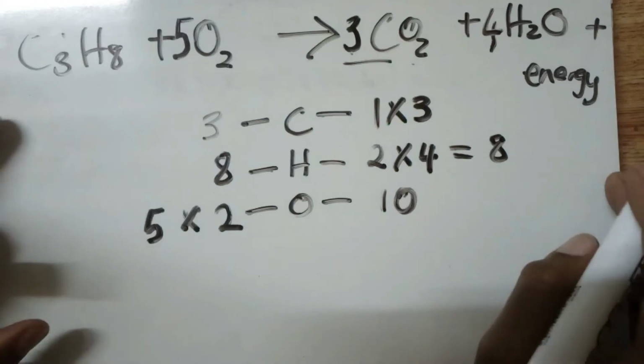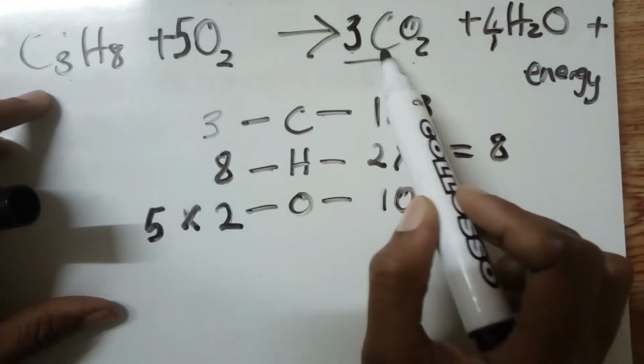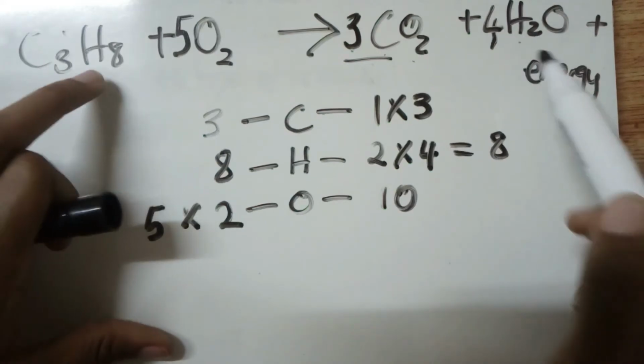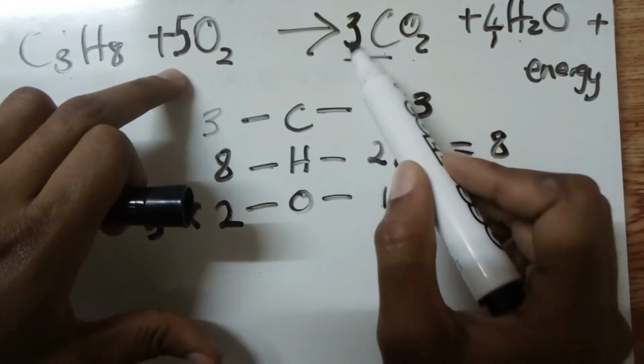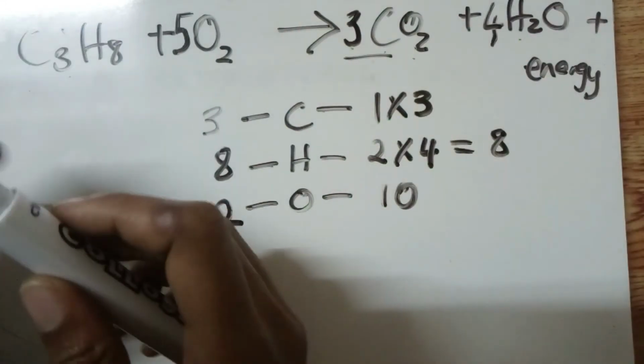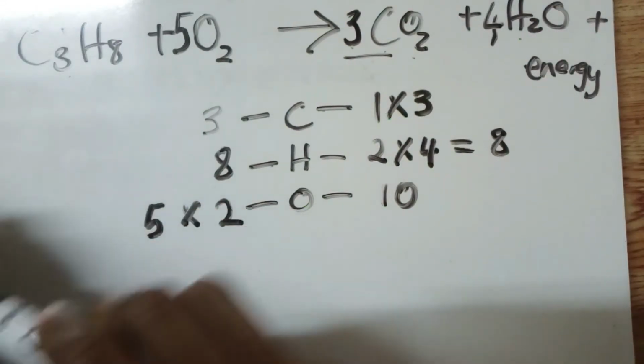So again, we have to check how many carbons, 3, cool. How many hydrogens, 8, 8, okay. How many oxygens, 10, 3 times 2 is 6, plus 4 is 10. So this actually is a balanced equation.